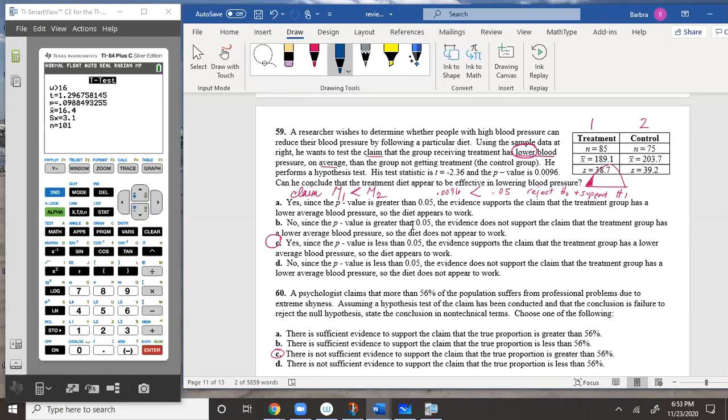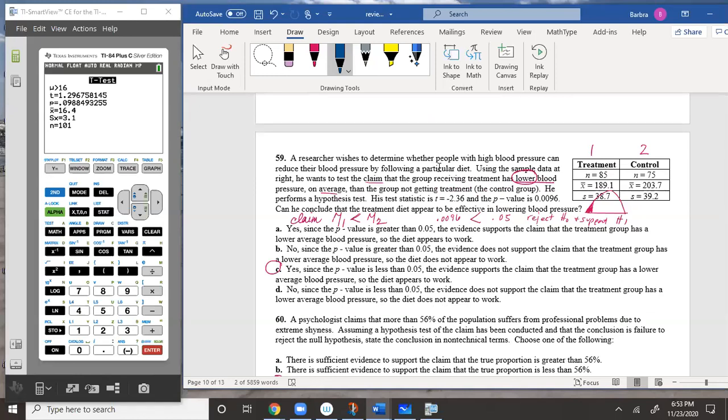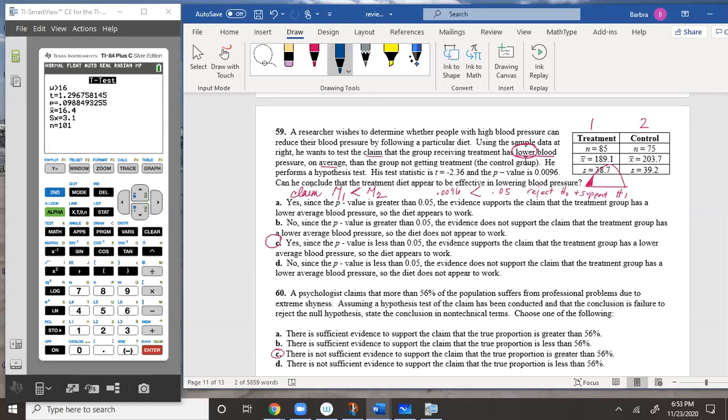Okay. A researcher wishes to determine whether people with high blood pressure can reduce their blood pressure by following a particular diet. Use the sample data at the right. He wants to test the claim that the group receiving treatment has lower blood pressure on average than the group not getting treatment. So the claim is mu1 less than mu2. He performs the test. His test statistic is t equals negative 2.36, and the p-value is 0.0096. Can he conclude that the treatment diet appears to be effective in lowering blood pressure?